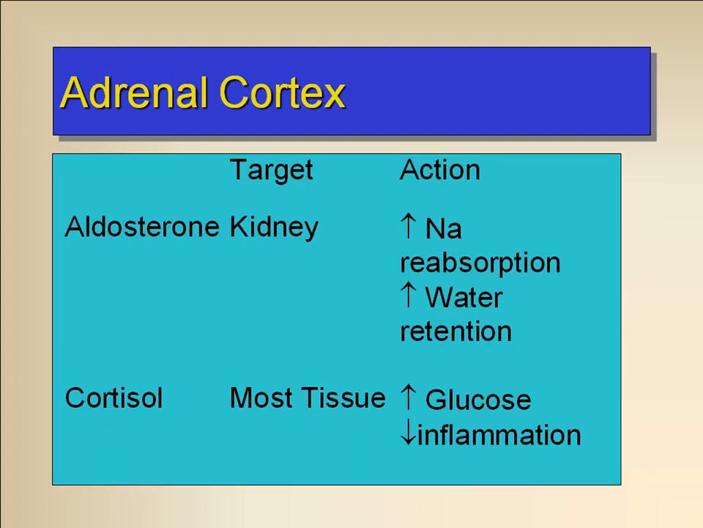So the cortex, aldosterone works on the kidney. You guys talked about that, right? That's part of the renin-angiotensin-aldosterone system. Cortisol works with glucose and inflammation processes. So basically these are steroids. Does that make sense?